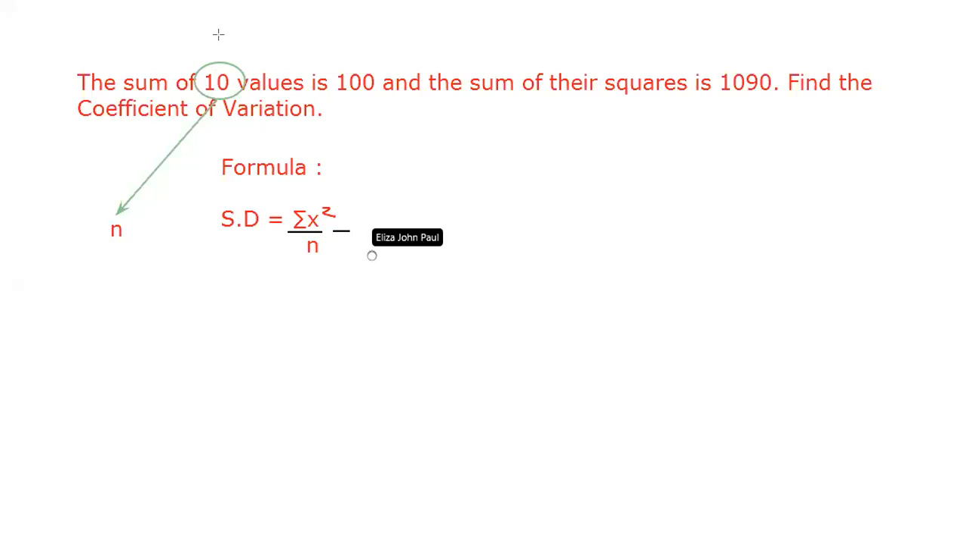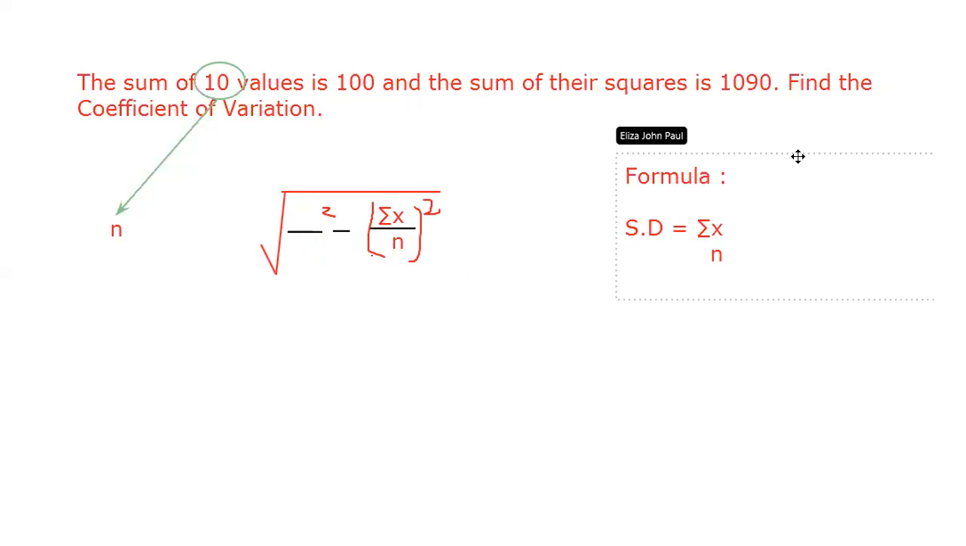Minus (sigma x divided by n) to the whole square. So this is the formula for standard deviation in individual series. We are not supposed to forget the square root. So this is the formula for standard deviation in individual series.